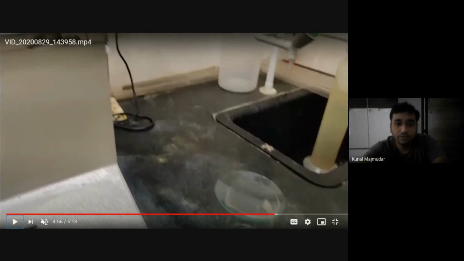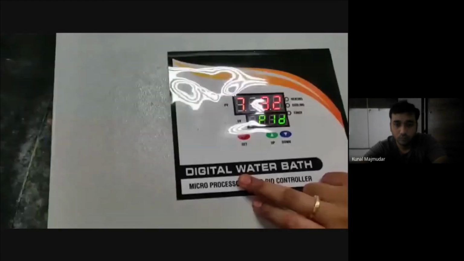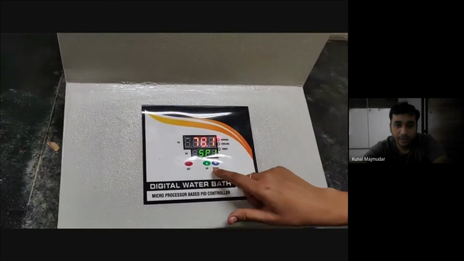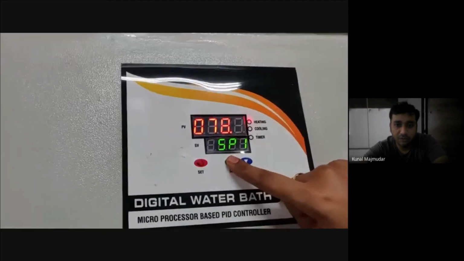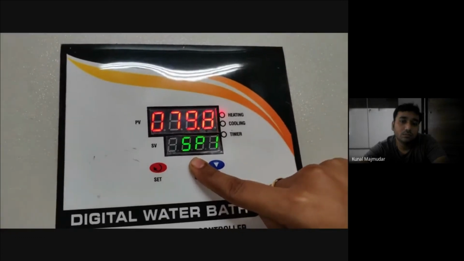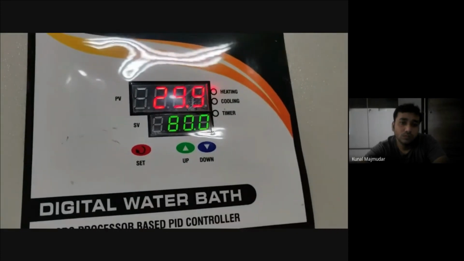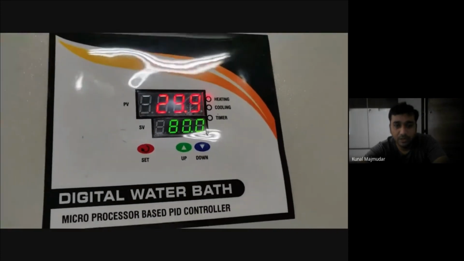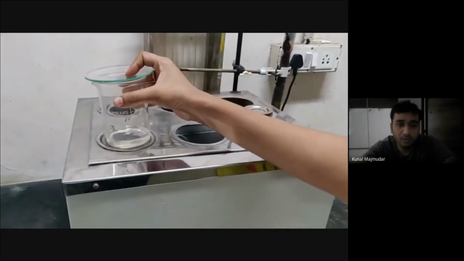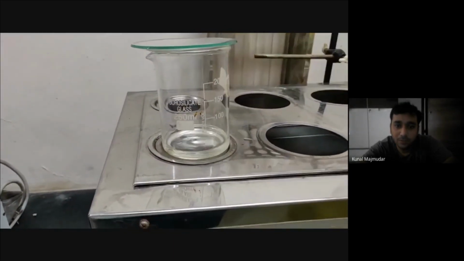See the procedure. Set the temperature around 70 to 80 degrees. Keep it for around half an hour. Yes, we have said 30 minutes, but after regular intervals we have to check. If the solvent layer has evaporated earlier than 30 minutes, then just stop the heating procedure. Keep it on the water bath for 30 minutes.